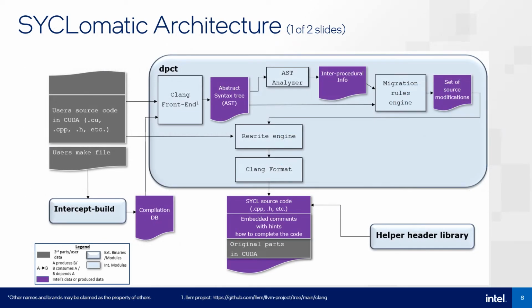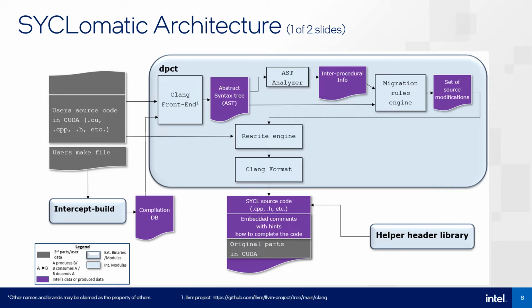This page presents the architecture of SYCL. SYCL mainly contains three functional components: intercept-build, the DPCT binary, and the helper header library. The intercept-build is used to collect compilation options of the CUDA project by intercepting the build process of the CUDA project. During source-to-source migration, those compilation options are used to identify the active code path and header file dependencies when building the AST tree for CUDA code.